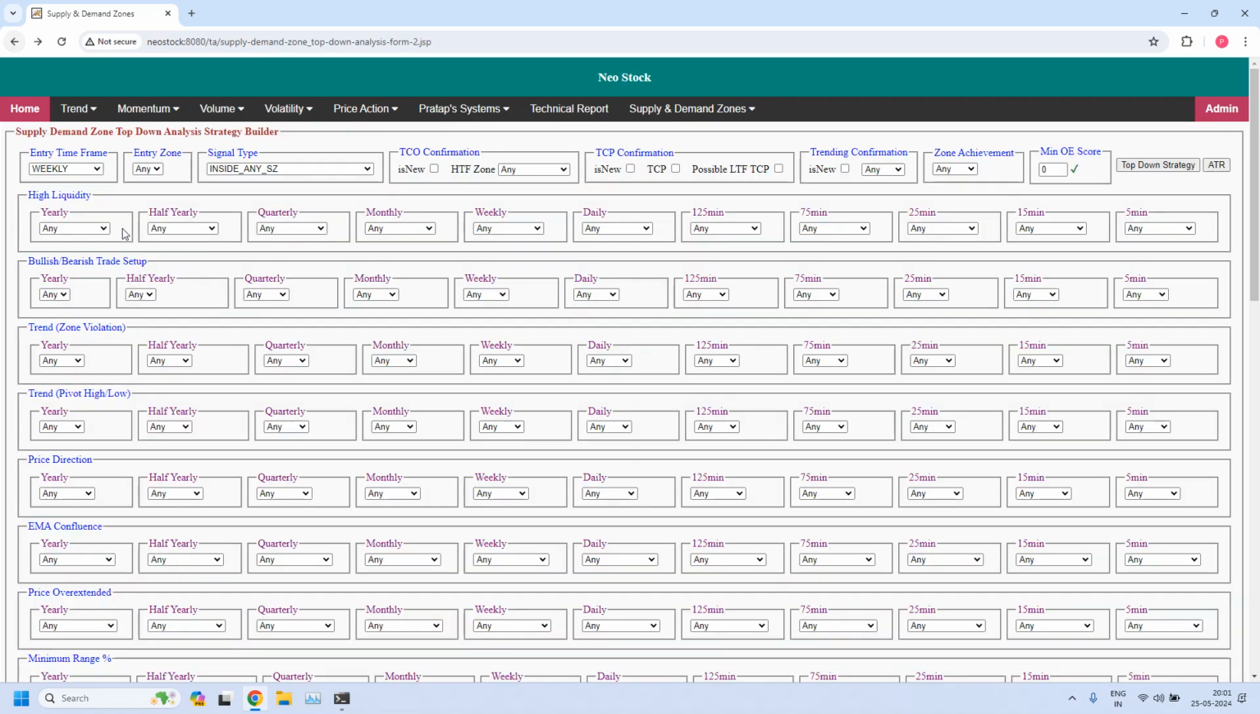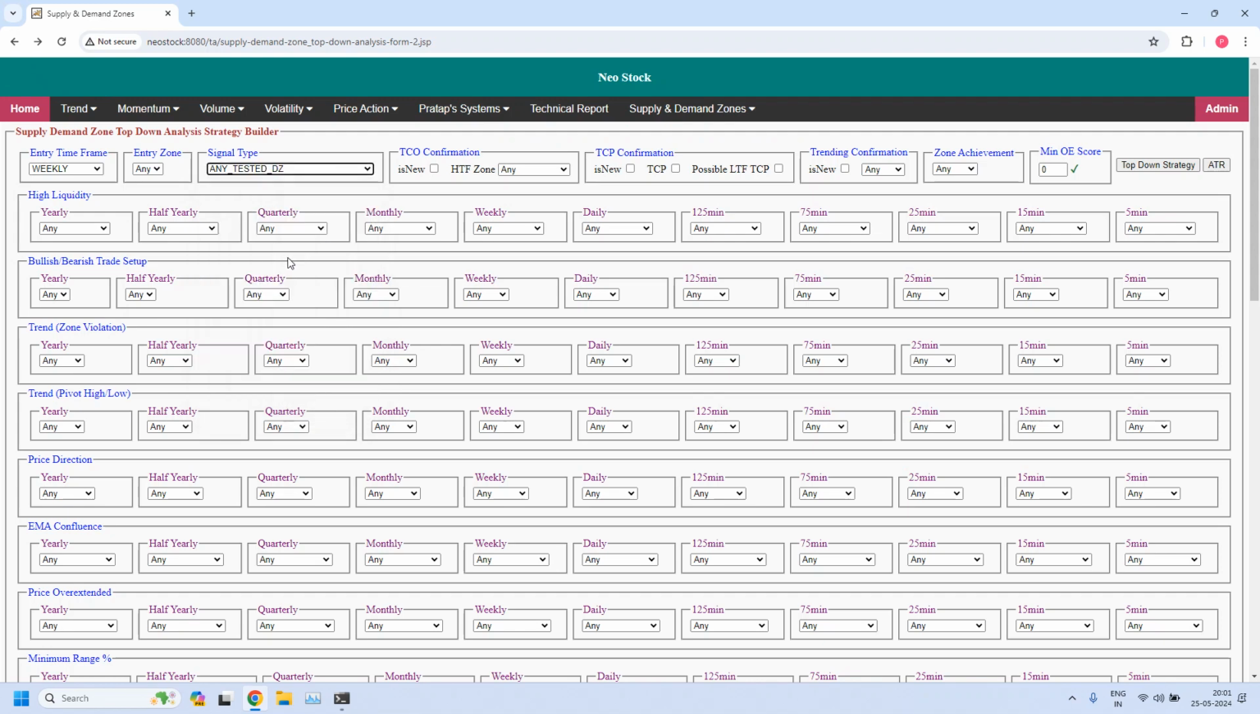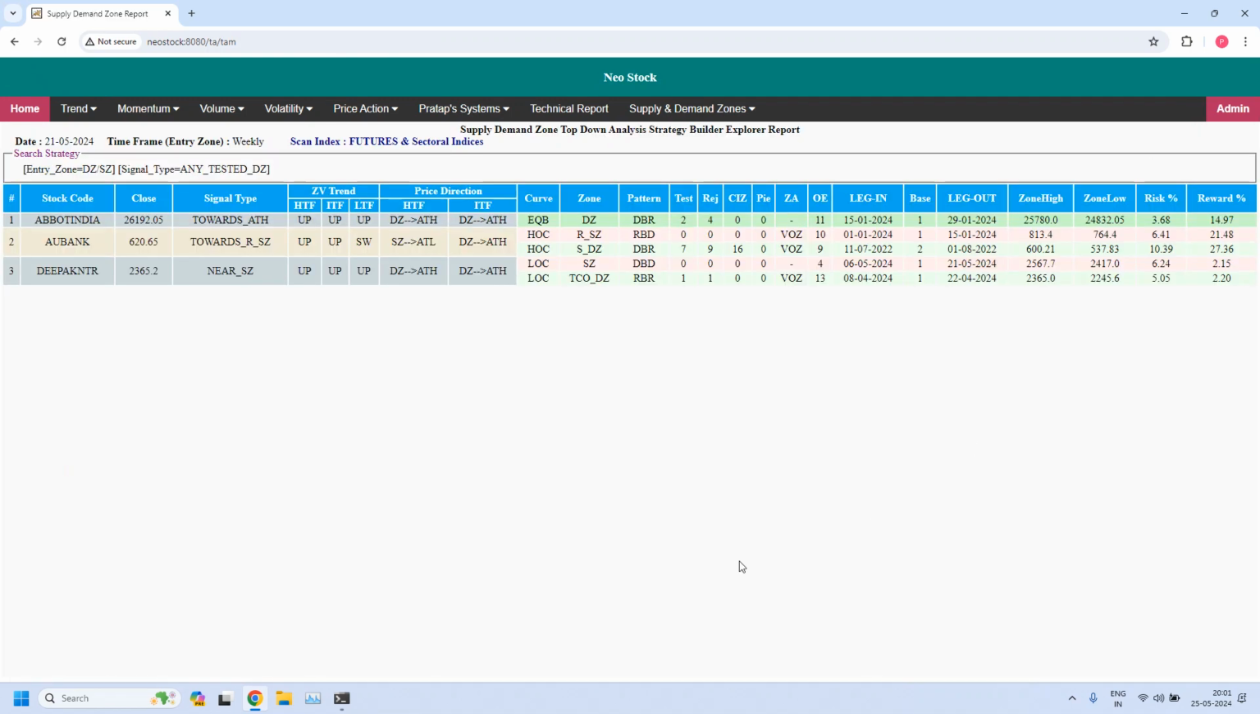So let me go back. For weekly time frame, let us find the stocks having weekly demand zones tested during this week. So only 3 stocks having weekly demand zones are tested during this week.